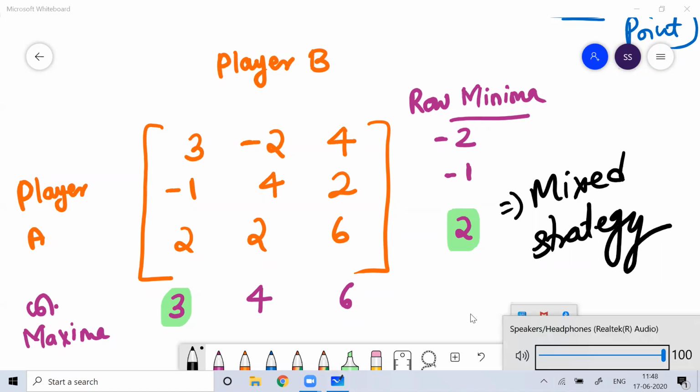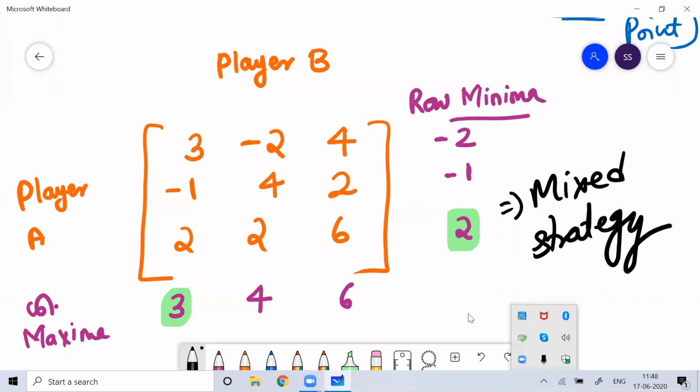Pure strategy means when the largest element of your row minima becomes equal to the smallest element of the column maxima. Then the given problem is a pure strategy. If they are not equal, then this is a problem of mixed strategy. Now, if this is a problem of mixed strategy, what to do?